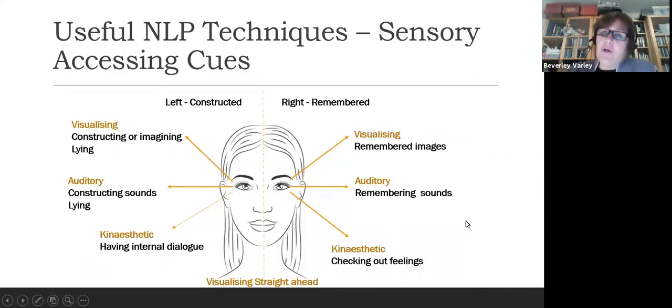The fourth NLP technique is sensory accessing cues. So who remembers the Madeleine McCann incident where she was abducted? It's still in the press at the moment.